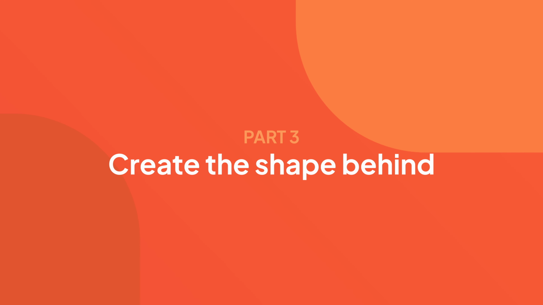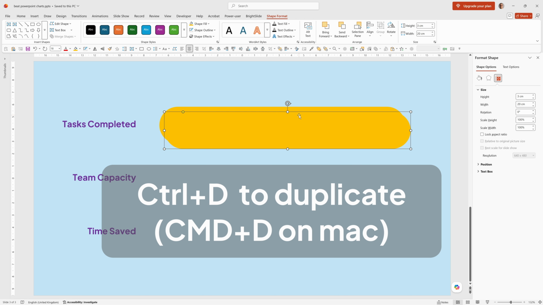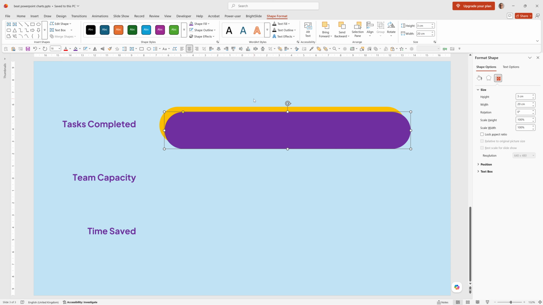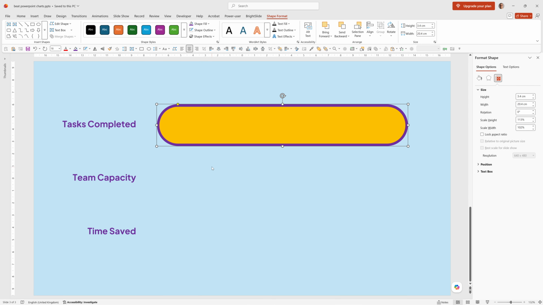Now we want to create the outline for it. And because this outline needs to be visible all the time, we'll duplicate this shape and create a shape behind it. So I'll now choose the fill colour, which is going to be this purple. And I want this to be slightly bigger. So I'll select 3.4 by 20.4. Then we're going to position it over the top. Send it to the back.